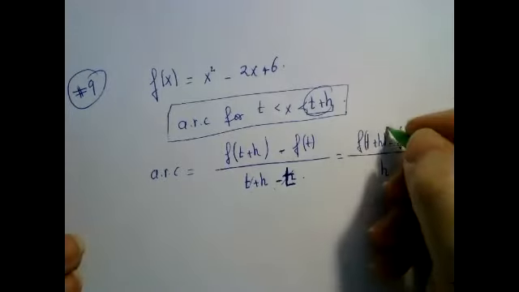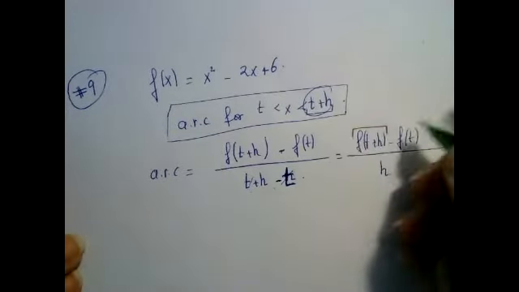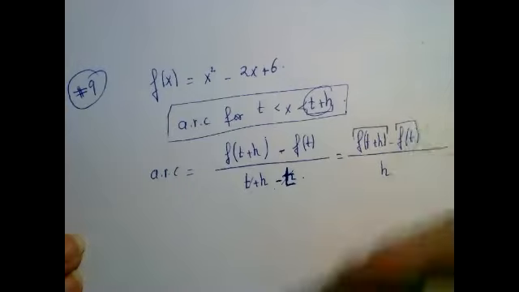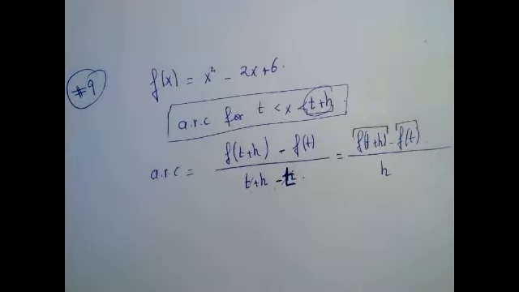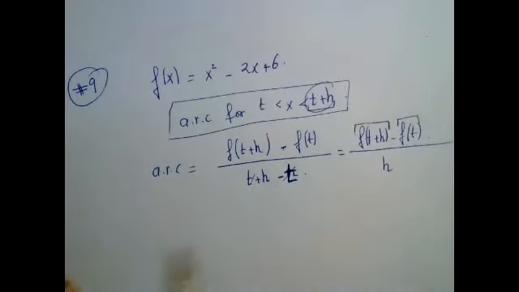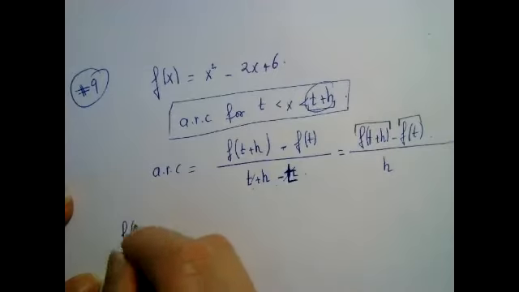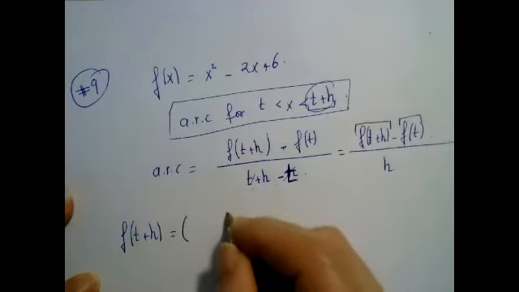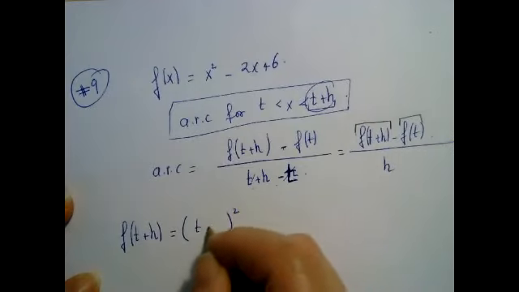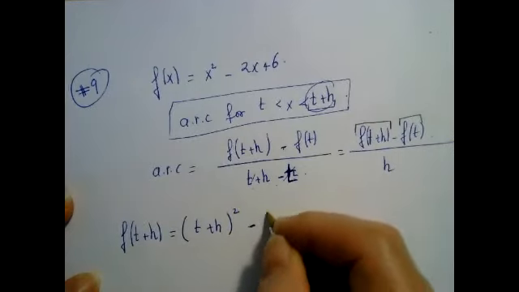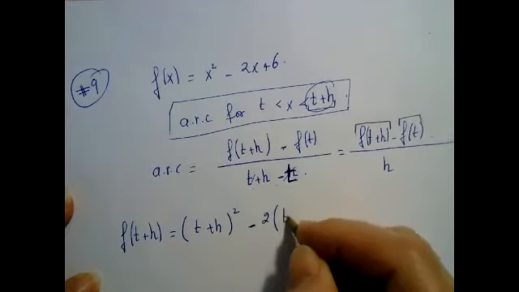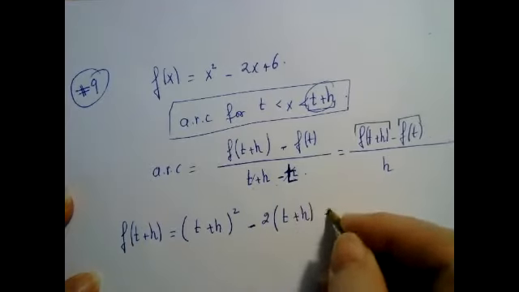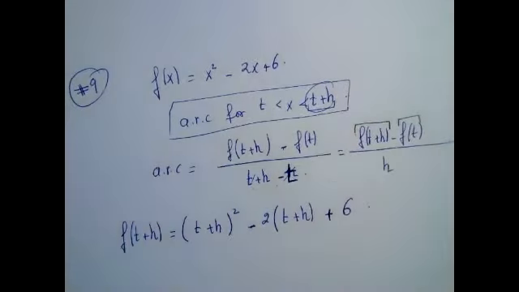Before I plug in everything, I'm actually going to evaluate each one separately. So I'm going to evaluate this and then evaluate that and then plug them back in, so it will be easier to represent. So let's do it piece by piece. What is f of t plus h? It's t plus h squared minus 2 times t plus h plus 6.